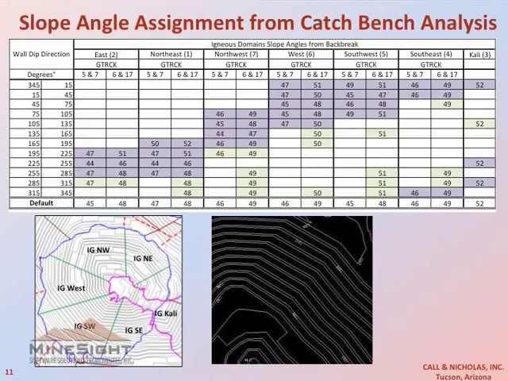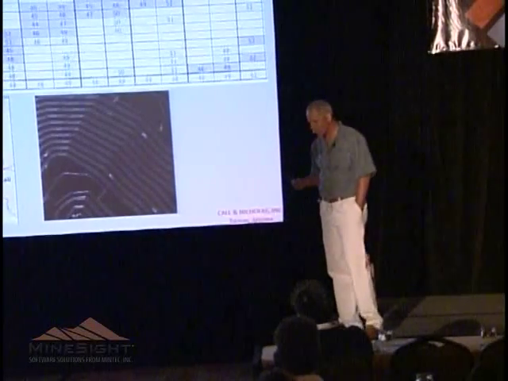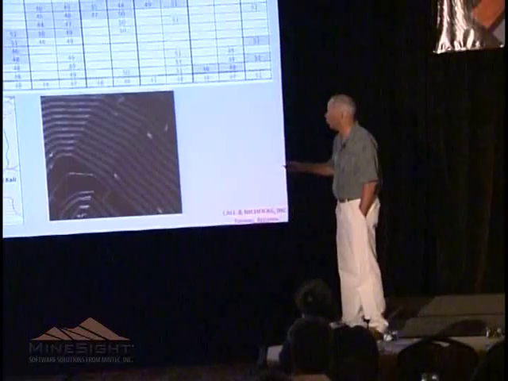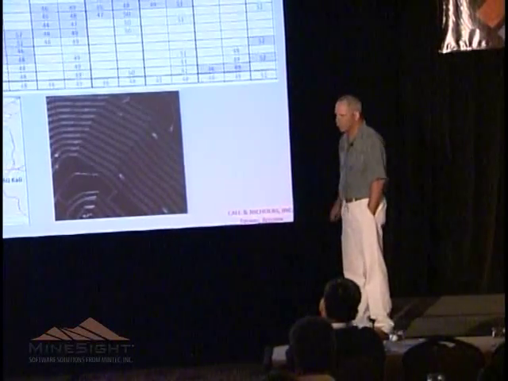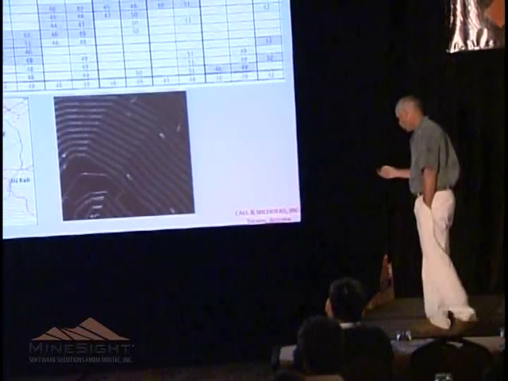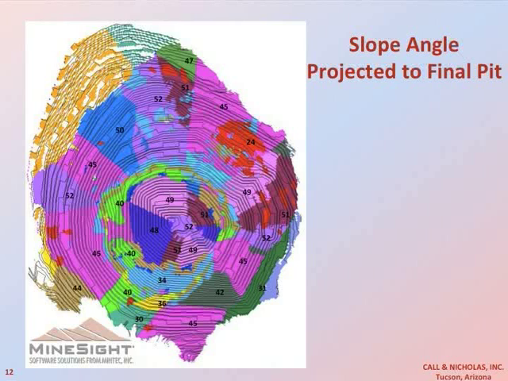We typically will give the client the 3D block model that has all the slope angles in it, but then he has the opportunity to change or make use of some of these higher slope angles based on the wall orientation. Just a screenshot of a typical slope angle model on a final pit.